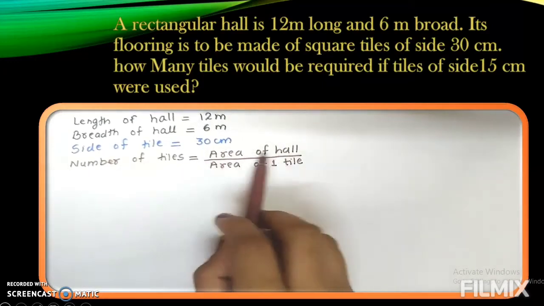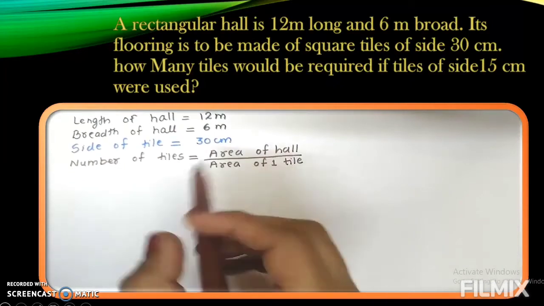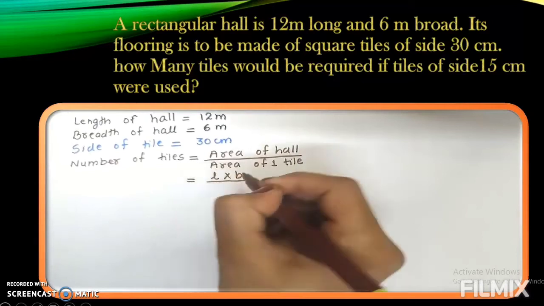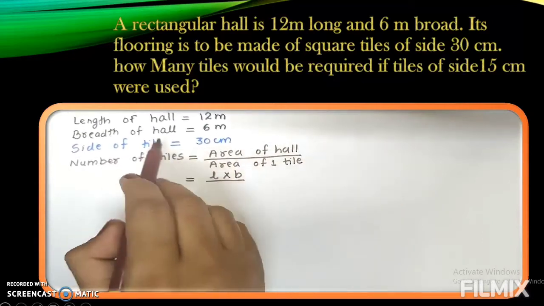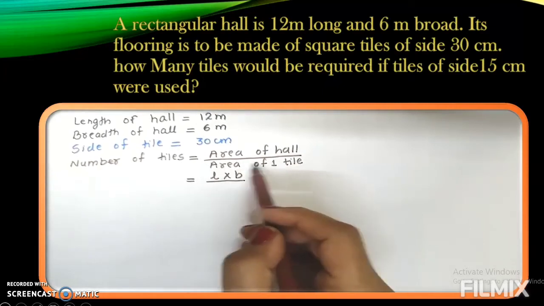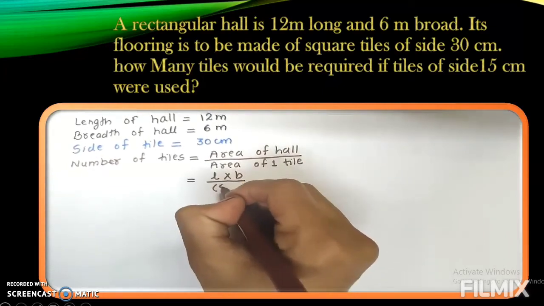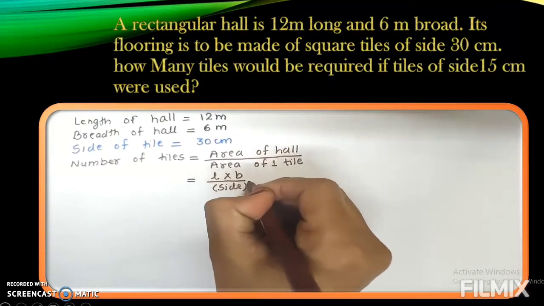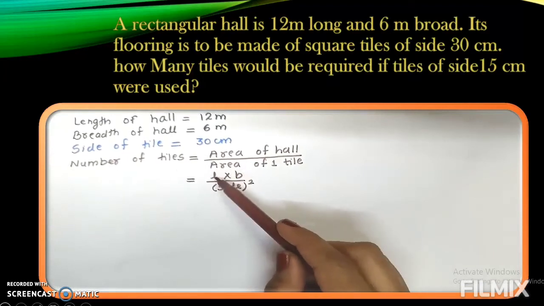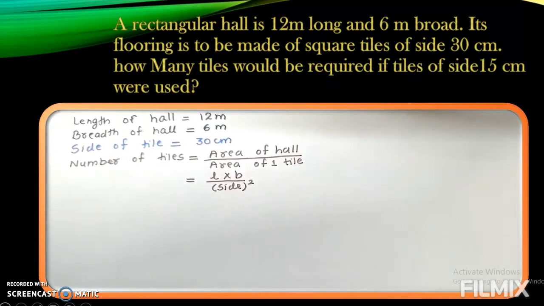Now if you see area of hall, hall is of which shape? So here which formula we will write for area of hall? Area of rectangle, that is length into breadth, upon area of one tile. Tile is in which shape? See the question, they had given square tiles. Means shape of the tile is square. Means here which formula we will use? Area of square. What is the formula for area of square? Side square. Now what we will do? We will substitute the value of L, B and side, that is length, breadth and side.